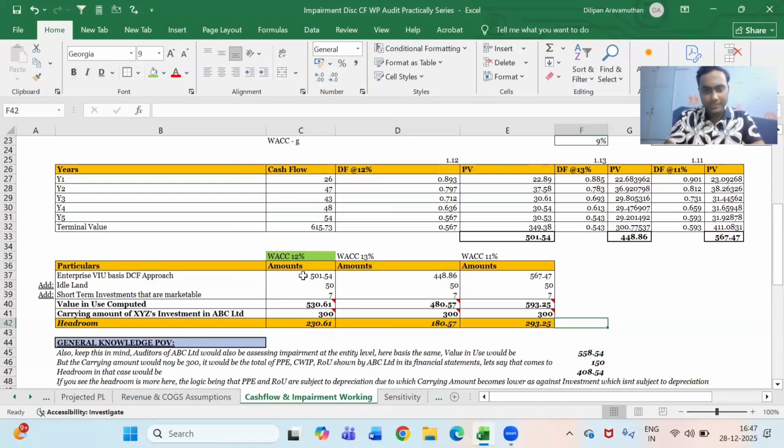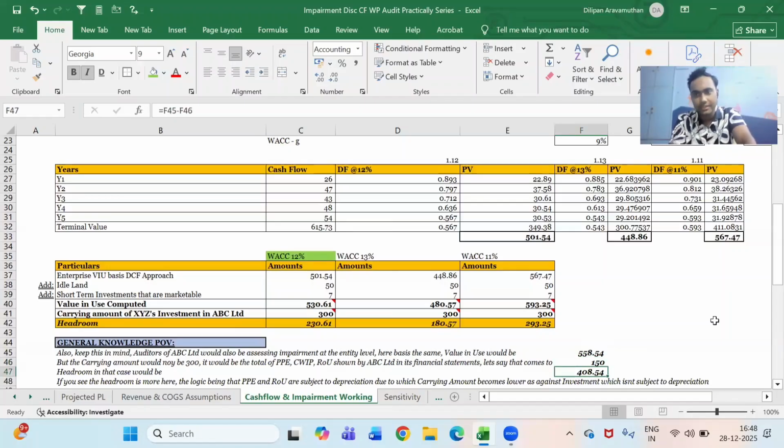So they will take the total of all these three together, 558.54, which you have got here. But for the carrying amount comparison, what will they take? For the standalone financial statements, for their impairment assessment, auditors, that is PwC, or the management of ABC Limited, will take the carrying amount of PPE, ROU assets and CWIP. Let us say the PPE, CWIP and ROU come to 150 crores. You'll see that the headroom is 408.54 crores.